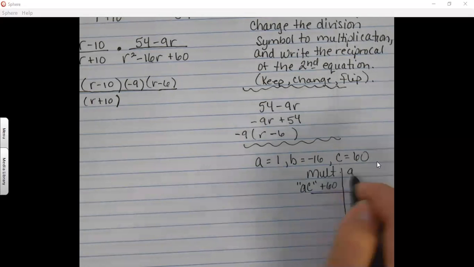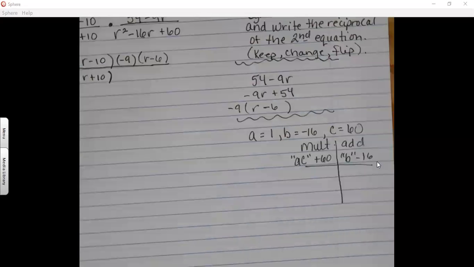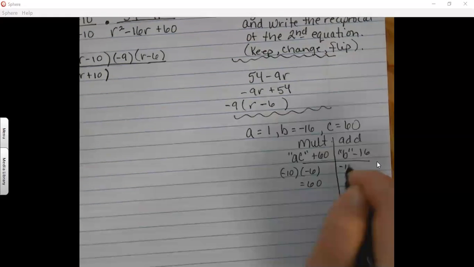All right, let's see. Negative 10 times negative 6 is positive 60. Negative 10 plus negative 6 is negative 16. Sweet. And am I going to need to divide and slide? No, so I'm just going to go up to my problem and write my factors. So I'm going to have r minus 10 and r minus 6.